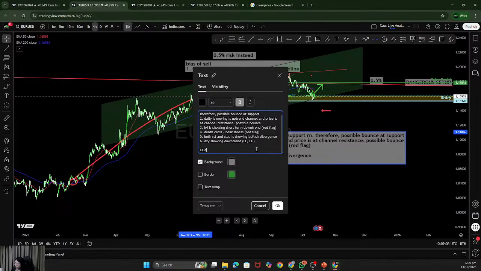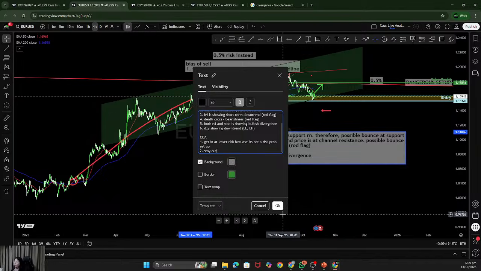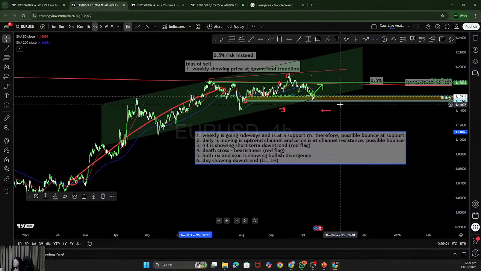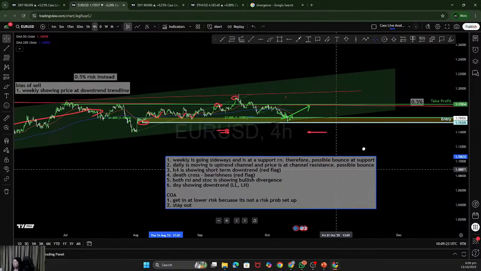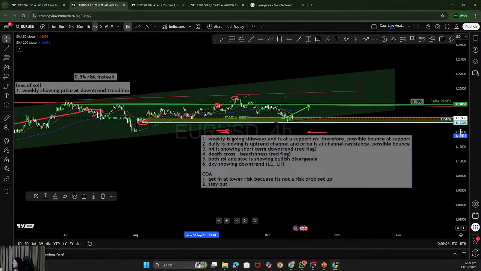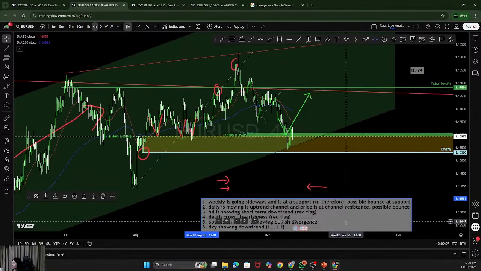Your course of action is to, number one, get in at lower risk because it's not a high probability setup. Or number two, just stay out, because there's too many red flags. I'm starting to see red flags, and yeah, there's just too many red flags, so the other option is to stay out. Okay, so what am I gonna do?